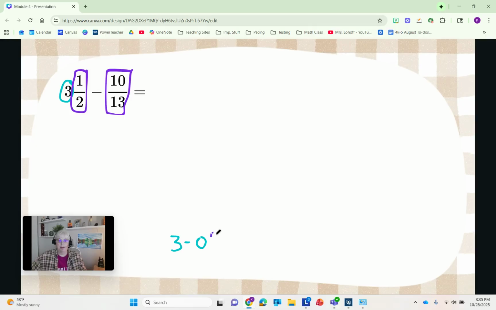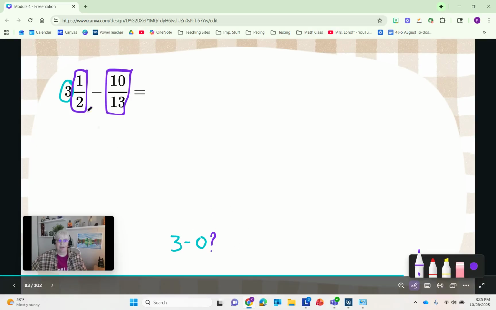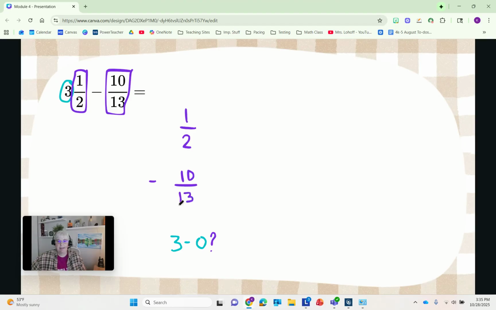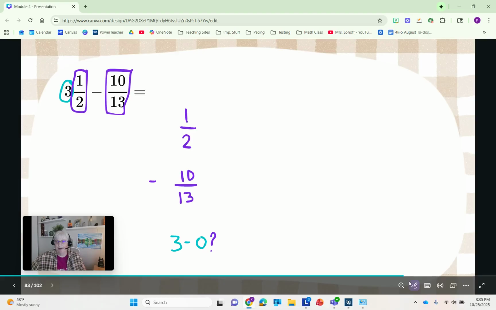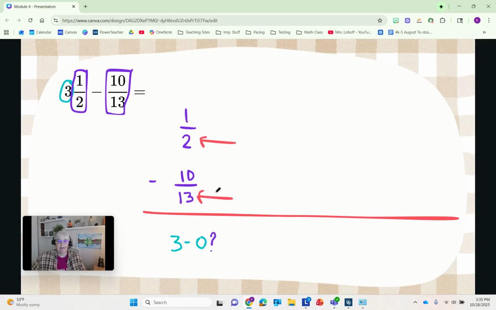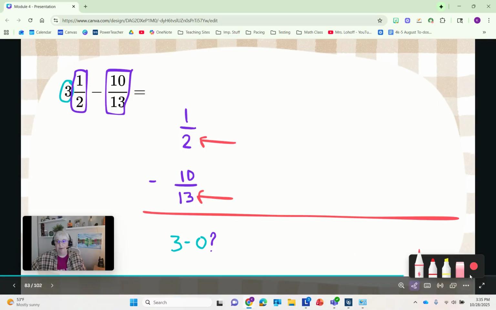I'll put a question mark here because we're not sure if that's going to stand or if we need to rename. So we are going to start with subtracting the fractions. 1/2 minus 10/13. Whenever we are subtracting fractions, we have to look at the denominator to see, is the number on the bottom the same? Well, we have a 2 and we have a 13. Those are not the same. So we're going to have to find a common denominator between 2 and 13.